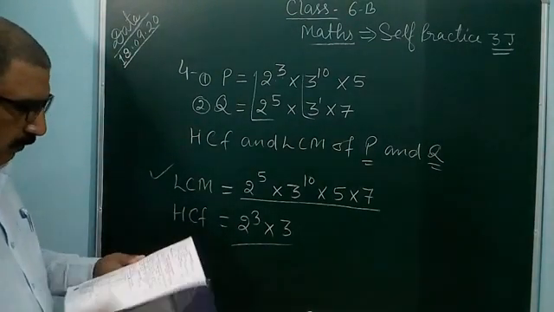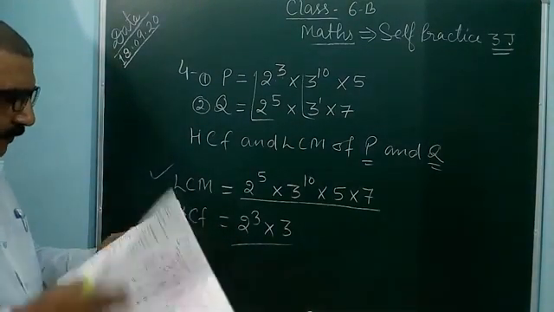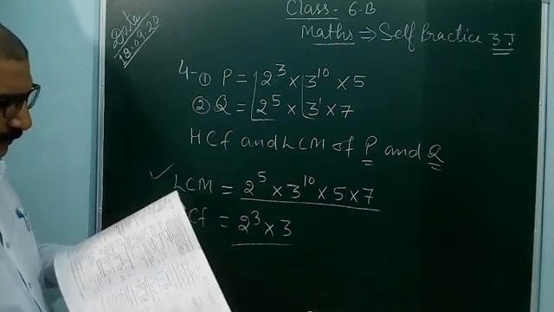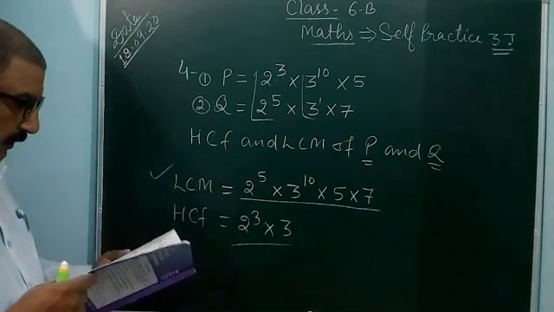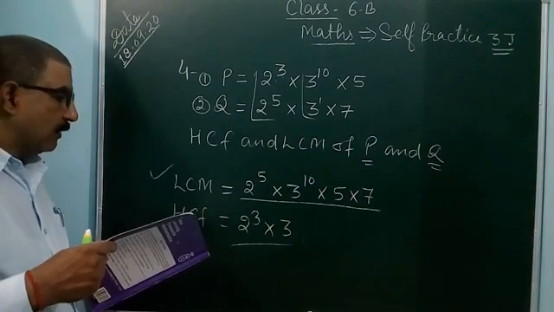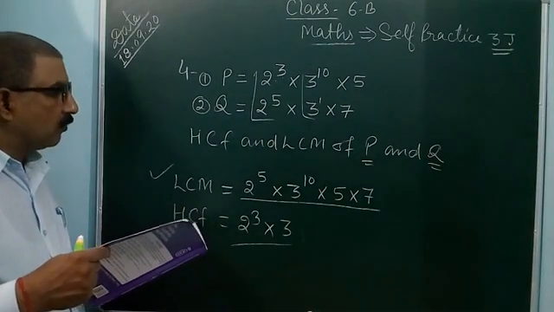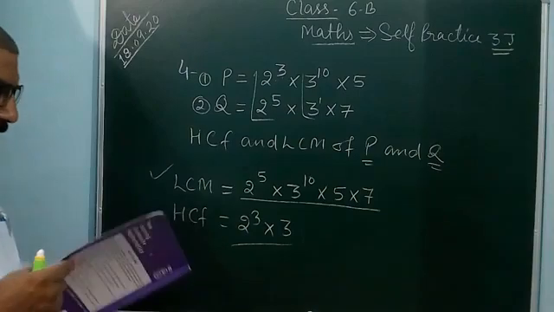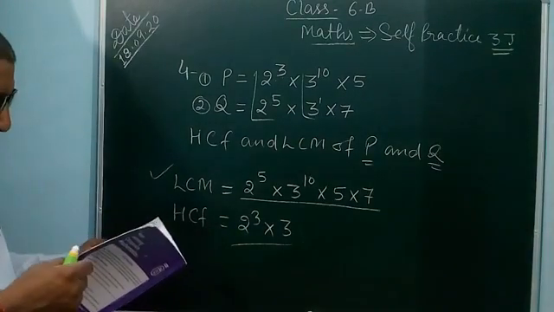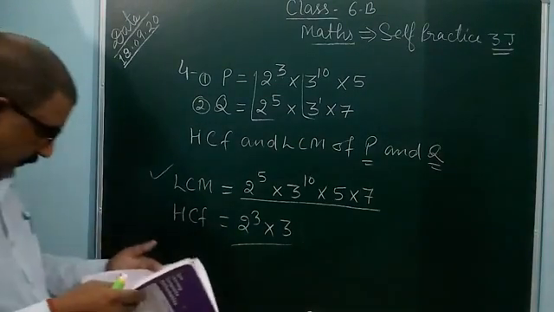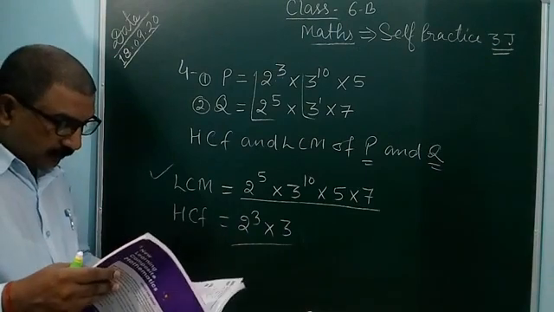So you can find the LCM and SCF of the numbers like that. The SCF will be 2 to the power 3 into 3, and the LCM 2 to the power 5, 3 to the power 10, and 5 into 7. So in this way you can do it.